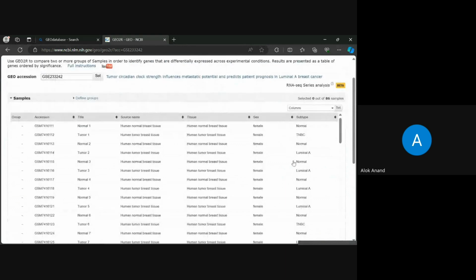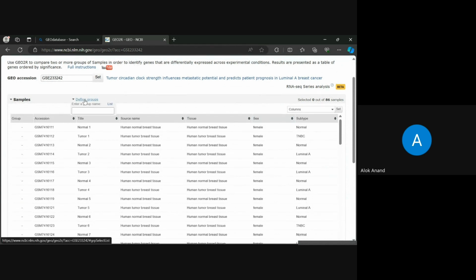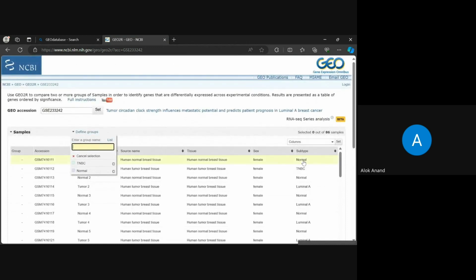In this, we can select the different options and we can get the plot. Let me just do it; I'm just showing you the applications. Suppose we are interested in analyzing TNBC and normal here. So I will define two groups here: TNBC and normal. Now, the first patient is normal, I will put it in normal. Second is TNBC.